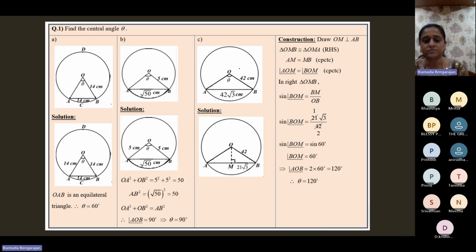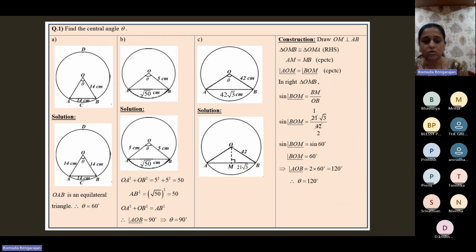In the third figure, you can check OA square plus OB square with AB square. They'll not be the same. So that means theta is not 90. It will not be equal. That means theta is not 90, in which case you can find theta using trigonometry.